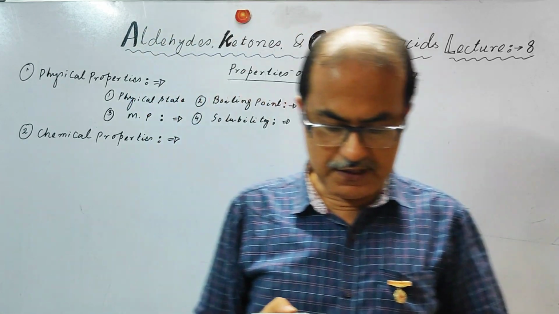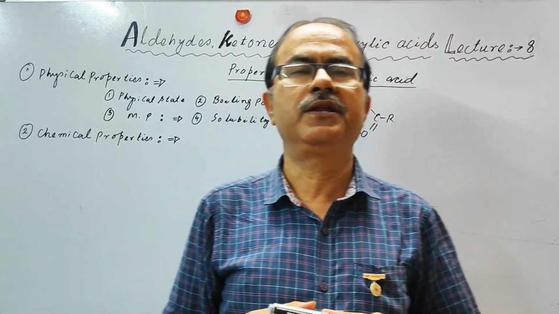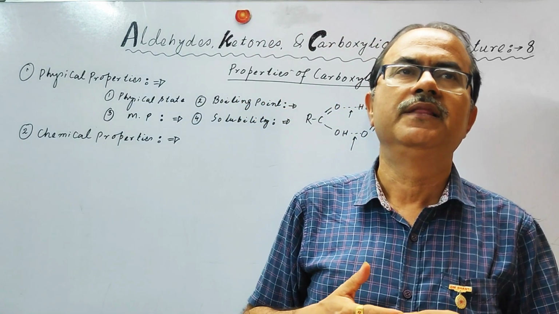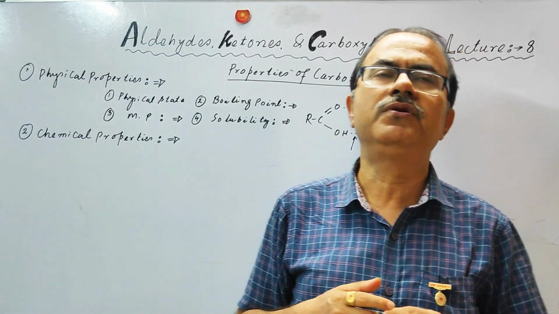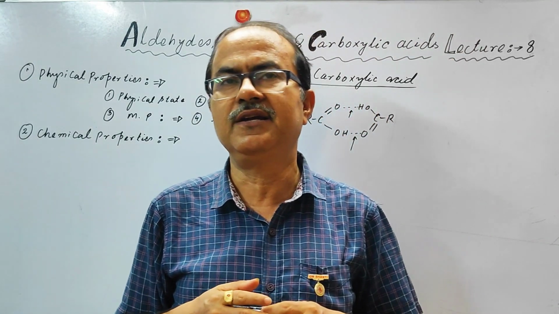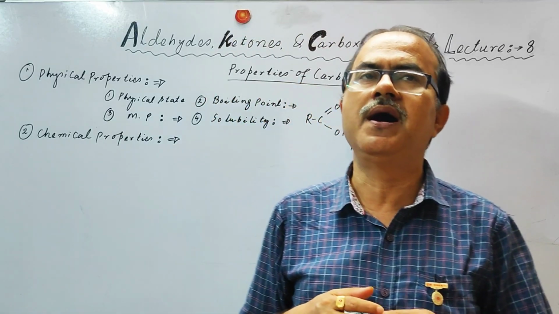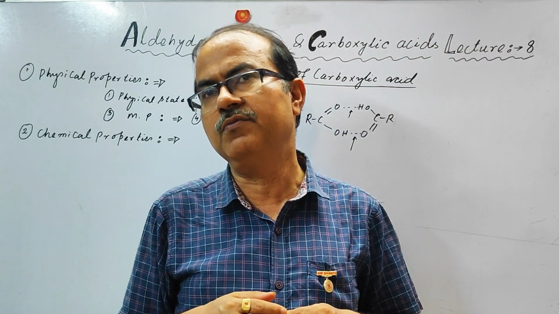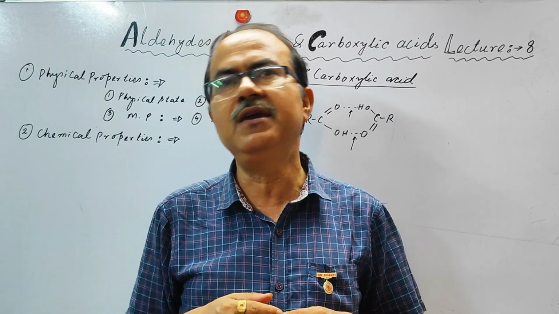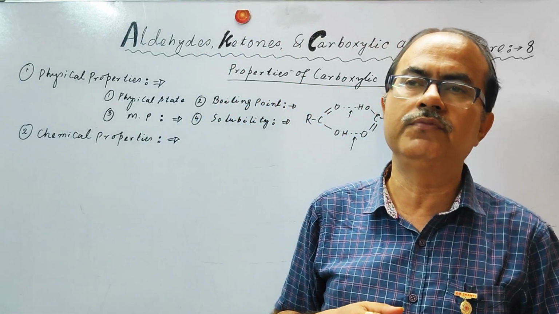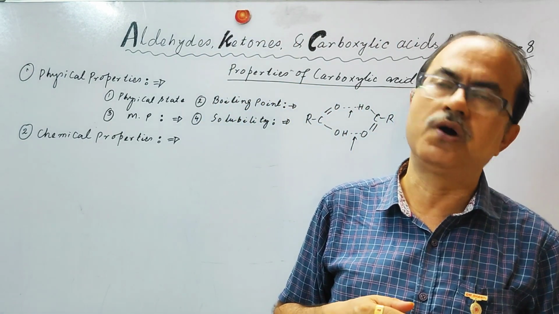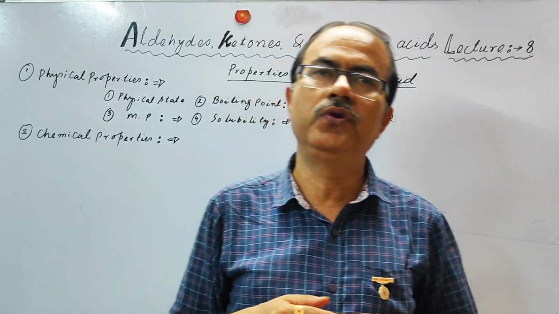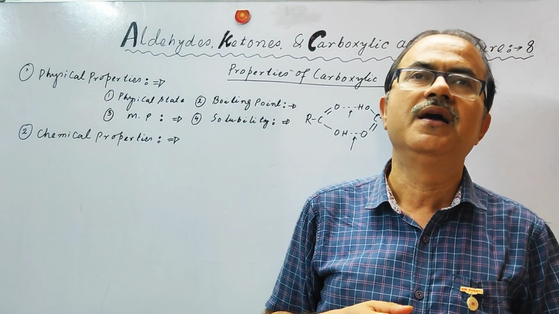When we are talking about the chemical properties of any compound, we are basically talking about the chemical reactions undergone by those compounds. In a chemical reaction, we can observe the breaking of old bonds and the formation of new bonds. So we will discuss the chemical properties of carboxylic acid in that light.